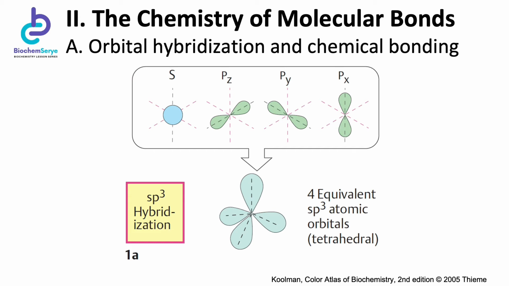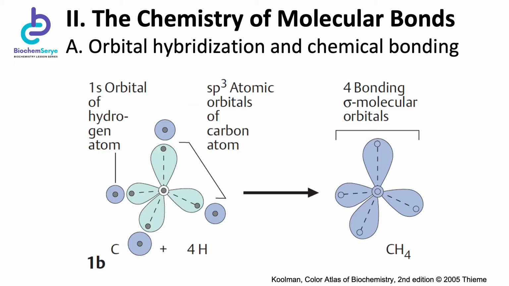It might therefore be assumed that carbon atoms should form at least 2 different types of molecular orbital. However, this is not normally the case. The reason is an effect known as orbital hybridization. Combination of the s orbital and the 3 p orbitals of carbon gives rise to 4 equivalent tetrahedrally arranged sp3 atomic orbitals, or sp3 hybridization. When these overlap with the 1s orbitals of H atoms, 4 equivalent sigma orbitals are formed. For this reason, carbon is capable of forming 4 bonds. That is, it has a valency of 4.